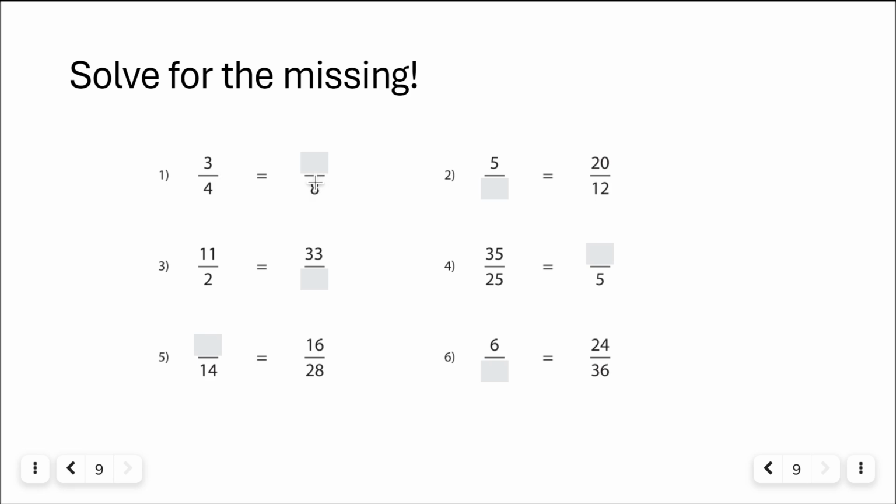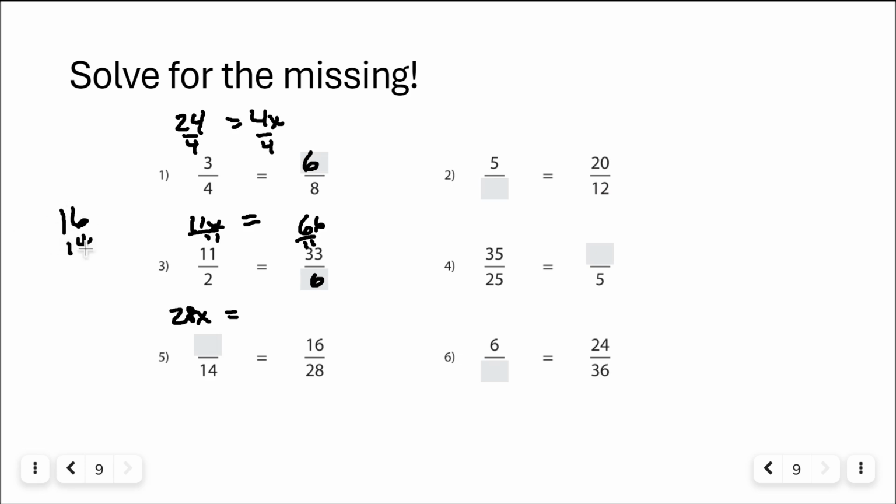So let's see. We have 3 times 8. That's 24. 4 times x, let's say. 4x. Divide both sides by 4. We get 6. 2 times 33. 66. 11 times x. 11x. Divide both sides by 11. We get 6. And then 28 times x is 28x.